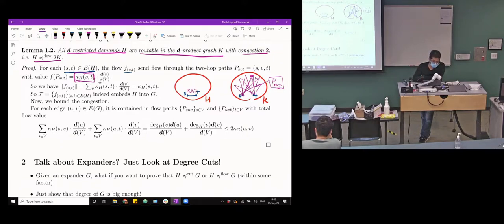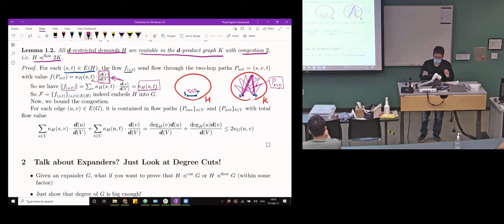But how much should I distribute on each path? Well, for each node V, the flow that I send through this path is going to be the fraction dV over capital D V times this demand, right? So indeed, for this flow from S to T, the total flow will sum up to what you want. Okay.